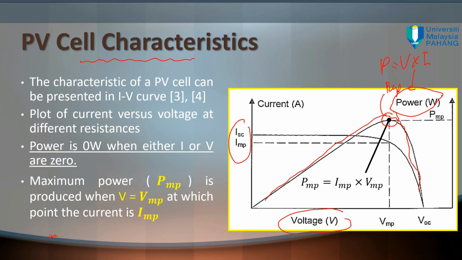In this curve, this is the VOC, the maximum voltage for the solar cell, and this is the ISC, where the V is 0. So the ISC is the maximum generated current, at the place where the V equals 0.